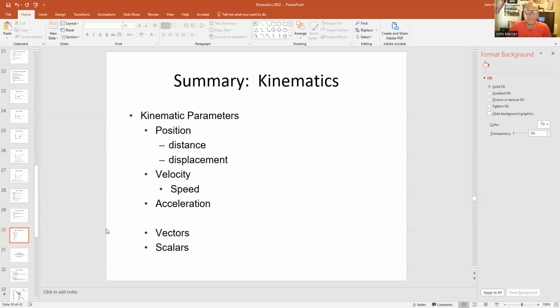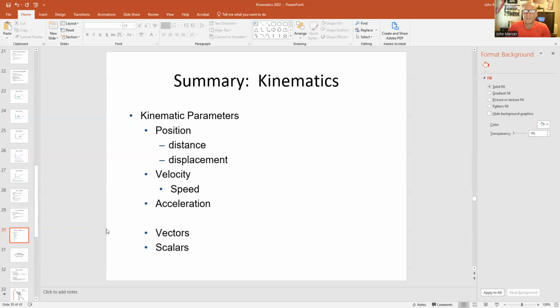That's the linear world. In the angular world, we simply say angular position, angular velocity, and angular acceleration. The equations are exactly the same. We just use different symbols. We use theta for angular position, omega for angular velocity, and alpha for angular acceleration. Angular position from a displacement perspective is a vector. Angular distance is a scalar. Angular velocity is a vector. Angular speed is a scalar. And angular acceleration is a vector.